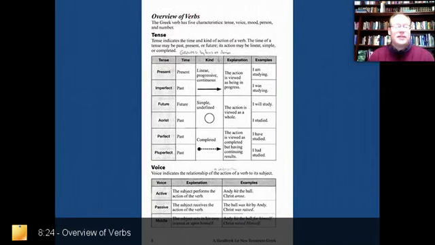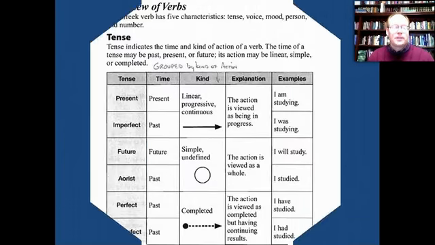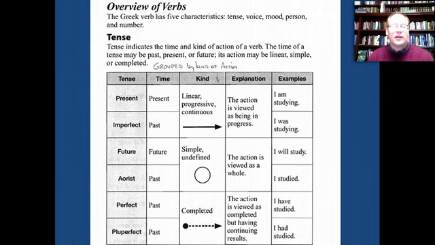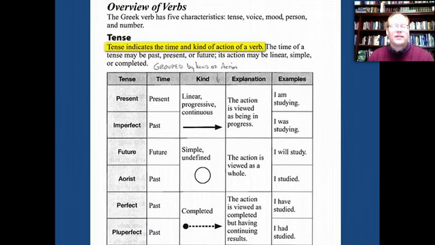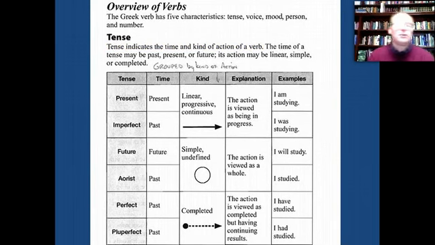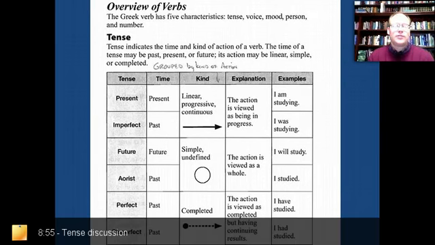Moving on to page 8, we have an overview of the verbs. First thing you need to note is that Greek verbs have 5 key characteristics. They are tense, voice, mood, person, and number. I will abbreviate tense, voice, mood, person, and number as TVMPN, just using the first letters of the words. Now, let's look at the first of those characteristics, tense.